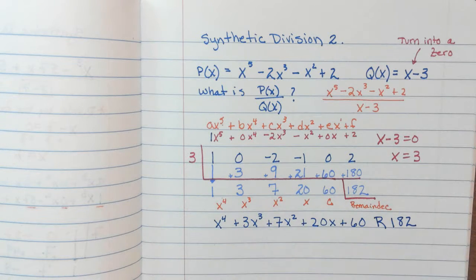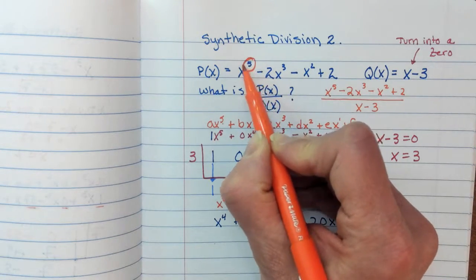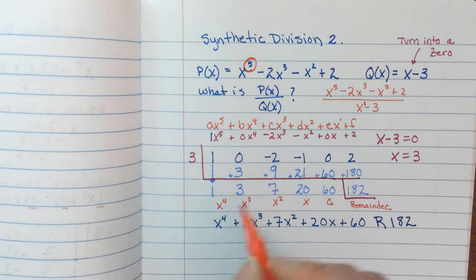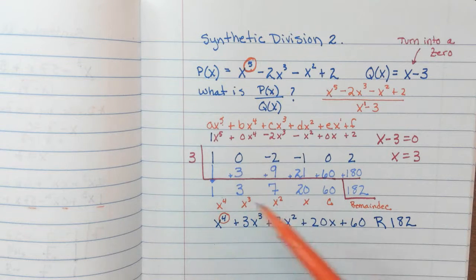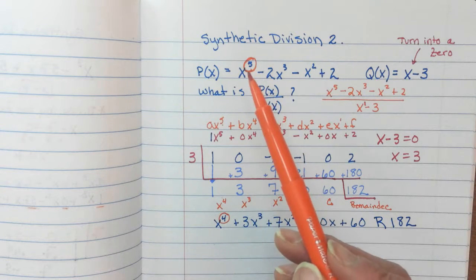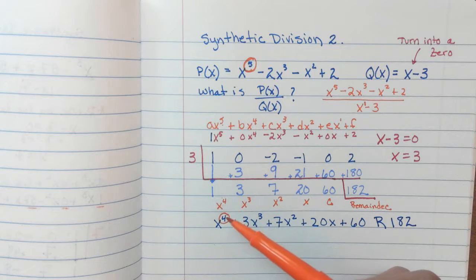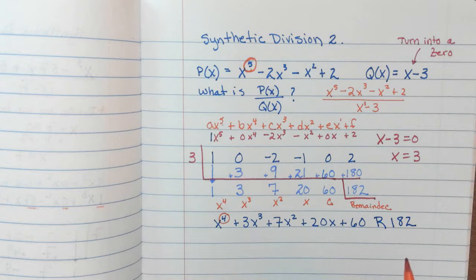The other thing I want to point out is the exponents. Notice I started out with a fifth degree. I divided by a first degree, so I should have 1 degree less. So when I do my synthetic division, when I divide my first term by an x, I should be 1 degree less. So that's another way to check that your answer should be 1 degree less than what you started from.